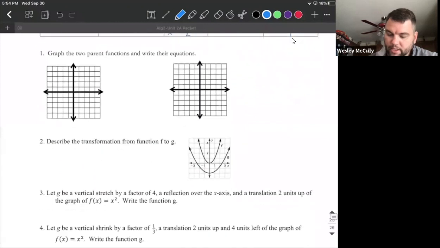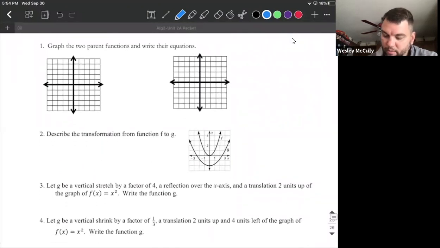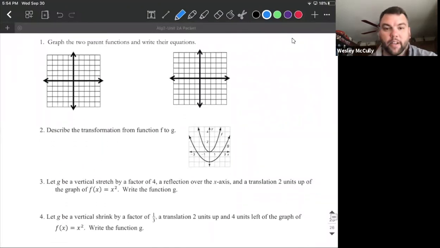In number 1, it says graph the two parent functions and write their equation. Well, the two parent functions they're referring to are absolute value functions and quadratic functions.